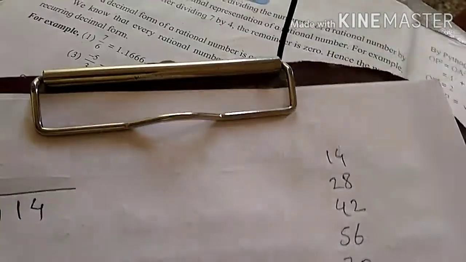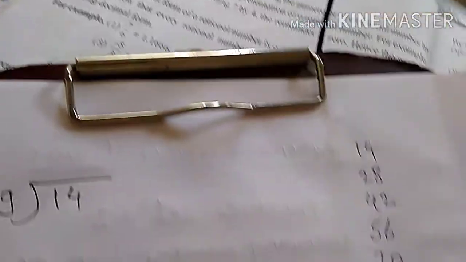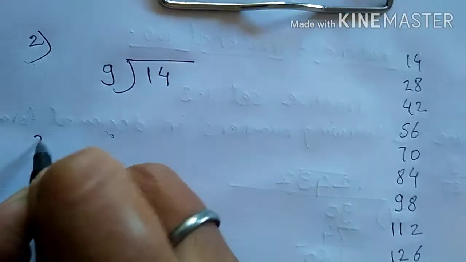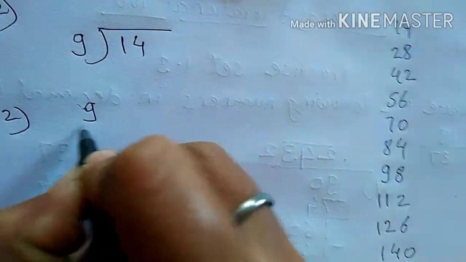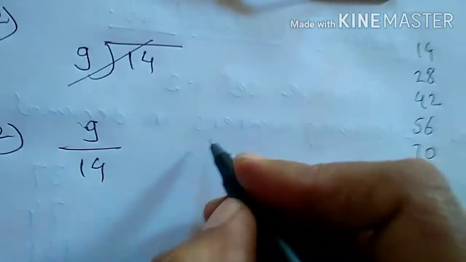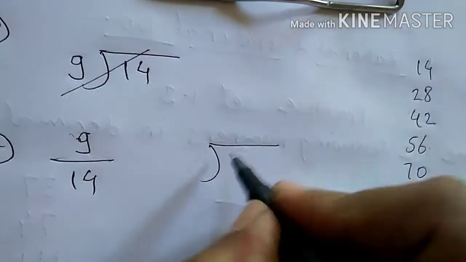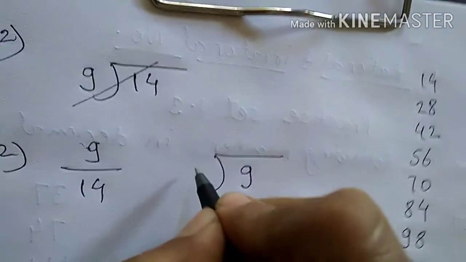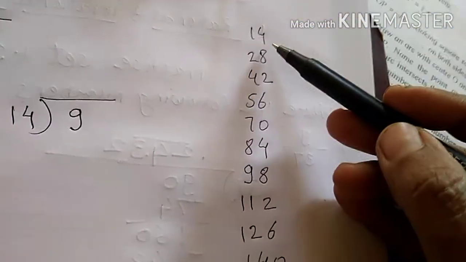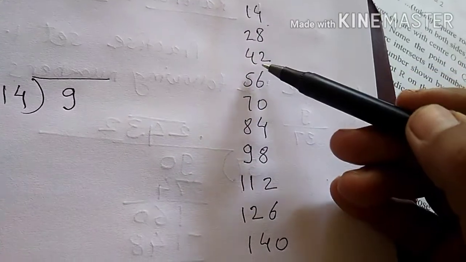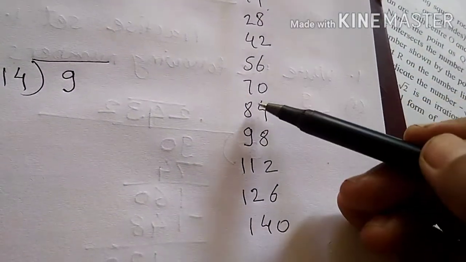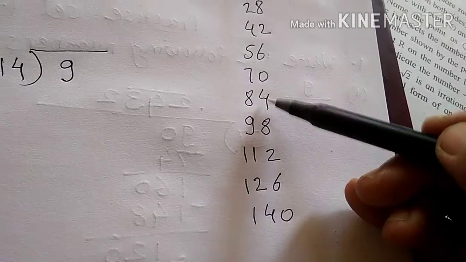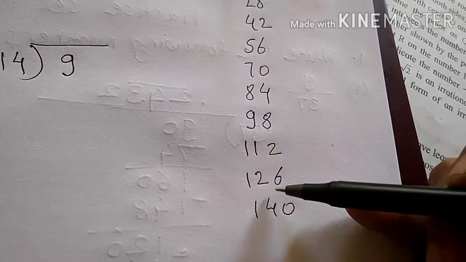You have to divide 9 by 14. So your second example is 9/14. You have to divide numerator 9 by 14. I write the table of 14 here. 14 ones are 14, 2s are 28, 3s are 42, 4s are 56, 5s are 70, 6s are 84, 7s are 98, 112, 126 and 140.